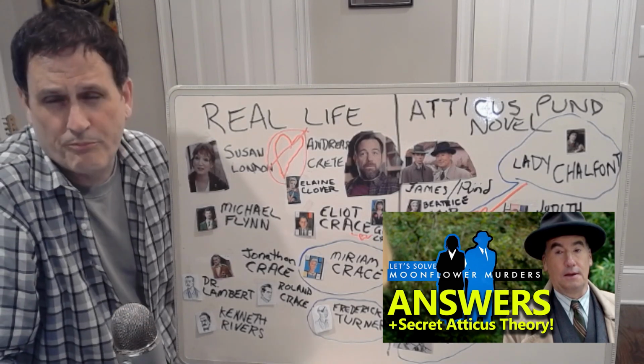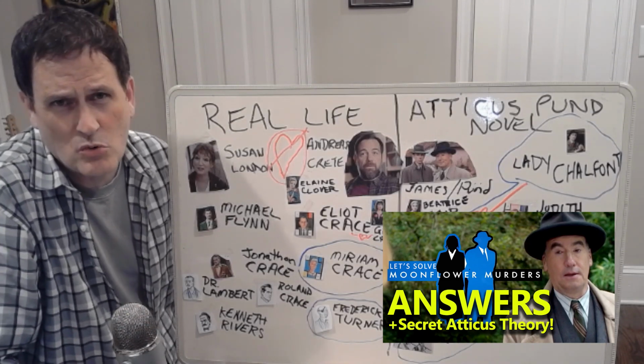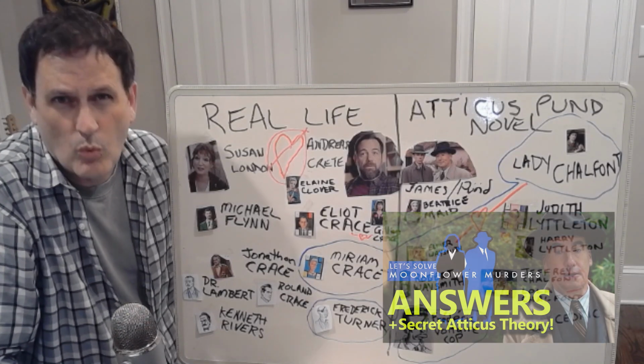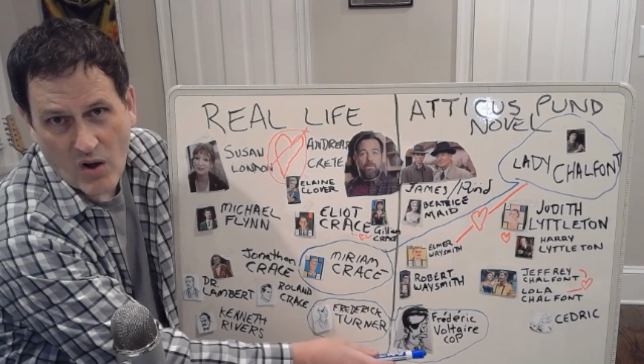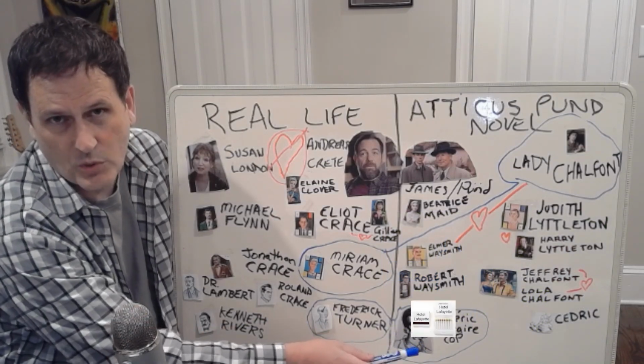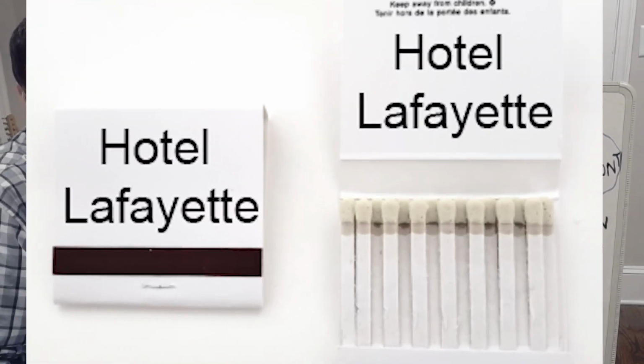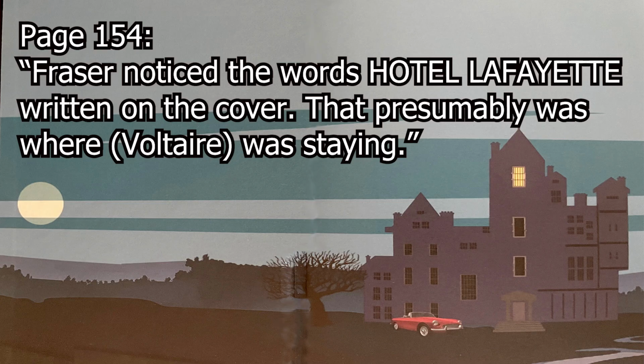Now, there's a whole section of this pharmacy. I don't want to go too deep into it. But on page 154, we focus on a matchbook that Voltaire has. He took out a cigarette in a matchbook. James Fraser is looking at this. The matchbook says Hotel Lafayette, and Fraser wonders, oh, is that where Voltaire is staying?